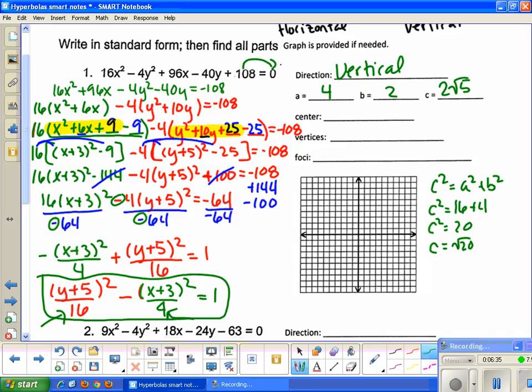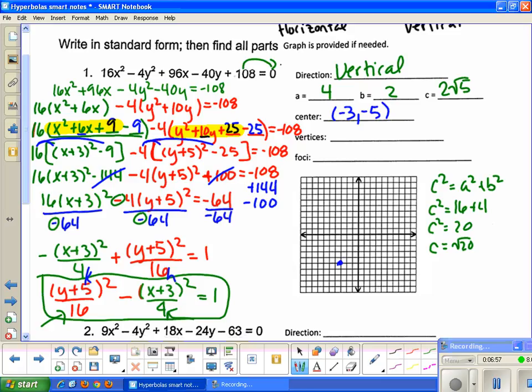Now I want to find the center of my graph. So the center is going to be at, remember this is still your h and this is still your k. So -3, because remember it's opposite, and -5. So I'm going to plot that on my graph first, -3 and -5, which would be right here.